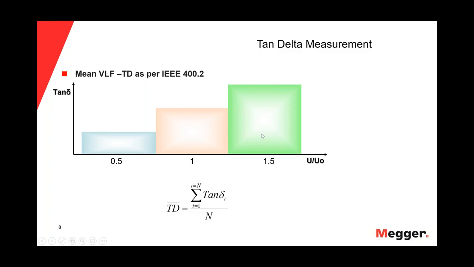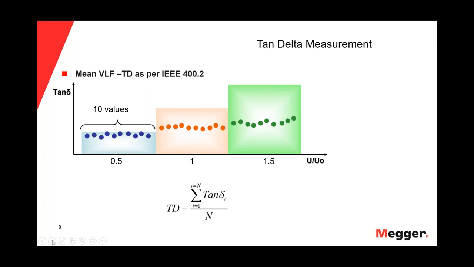Going into this, you're always going to use three voltage levels. The three criteria are how you assess within the standard, and that's key because you want all three of these to be within the standard. Furthermore, different dielectrics, different types of cables, will mask other problems. If you look here, this is 0.5, 1 times, 1.5. This is the mean VLF TD. In our animation, these are the 8 to 10 values between each step.